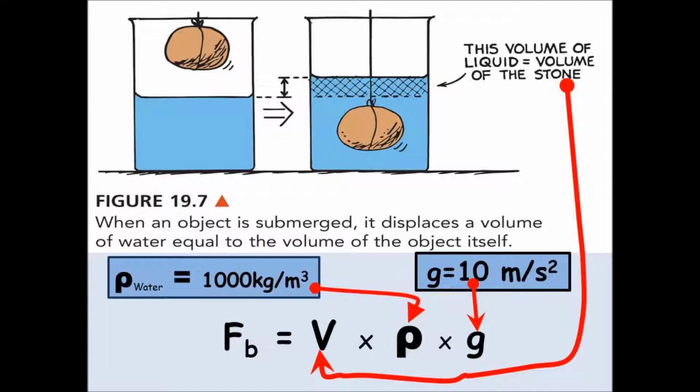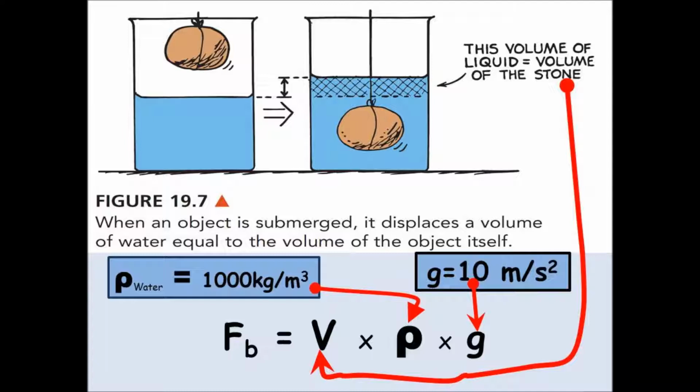Now, here's a picture from the text, and it clearly shows when you immerse an object, there's going to be a volume of water that's displaced, or a volume of fluid that is displaced by the object. Well, the buoyant force is going to be the volume that I actually displace based on the size of the object, times the density, times the acceleration due to gravity. So it's pretty straightforward.